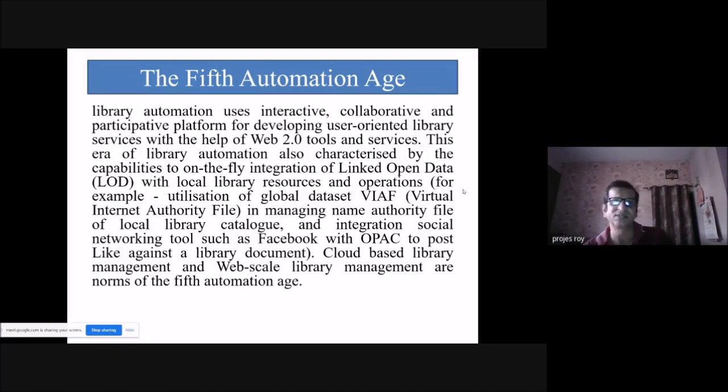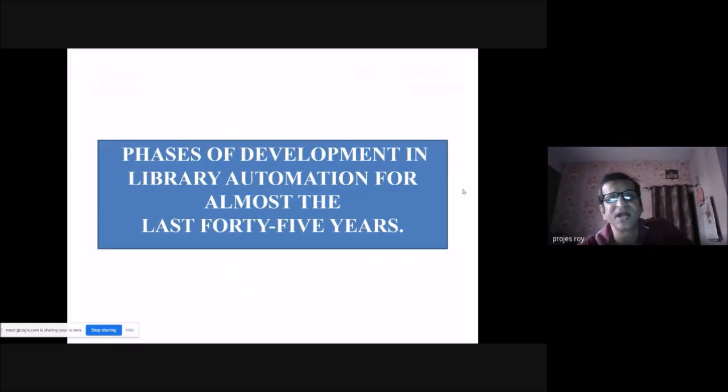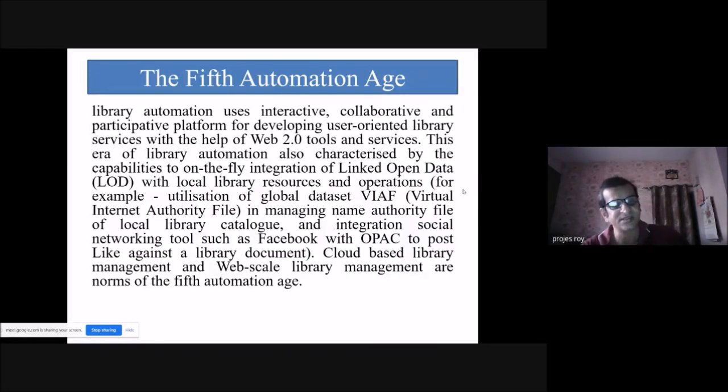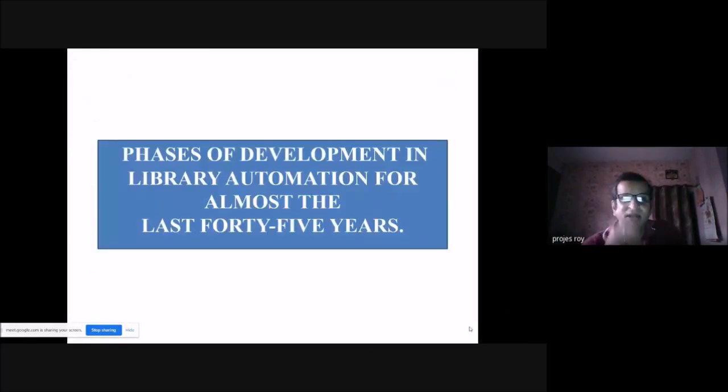So this is a concept of not one-way communication, but two-way communication. This is basically the contribution of the fifth automation generation. Now, this was the development of library and evolution of library automation. So that was the fifth automation age. Now, the phases of development in library automation span almost the last 45 years.